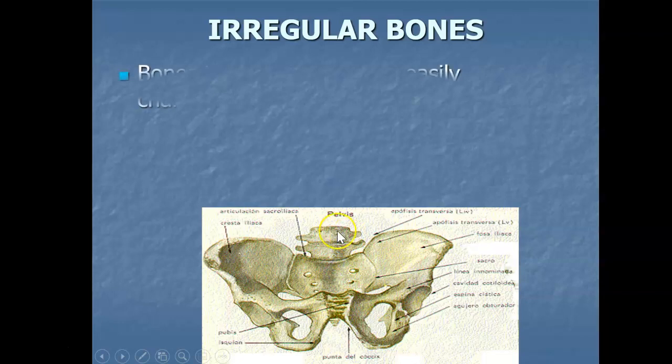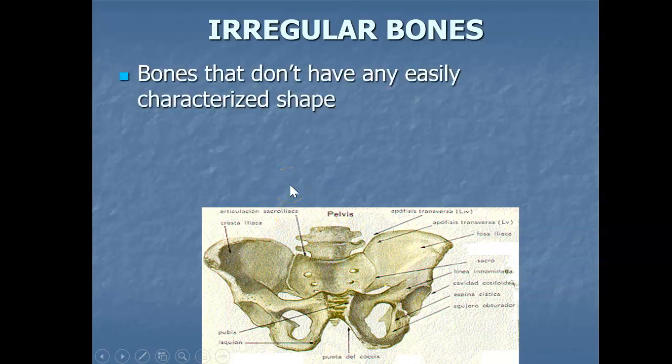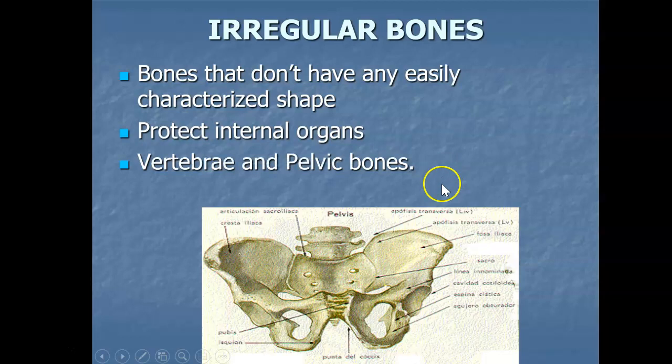And then irregular bones are going to be bones that don't easily have a shape that can fit into one of those 3 categories, or 2 categories. Their job is to protect internal organs, and they would include our vertebrae and our pelvic bones.